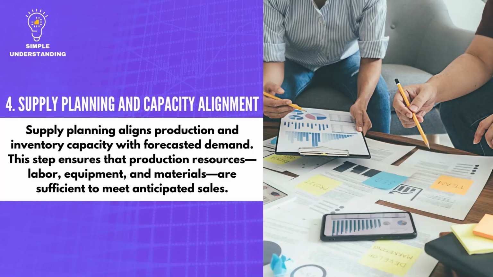4. Supply planning and capacity alignment. Explanation. Supply planning aligns production and inventory capacity with forecasted demand. This step ensures that production resources, labor, equipment, and materials are sufficient to meet anticipated sales.